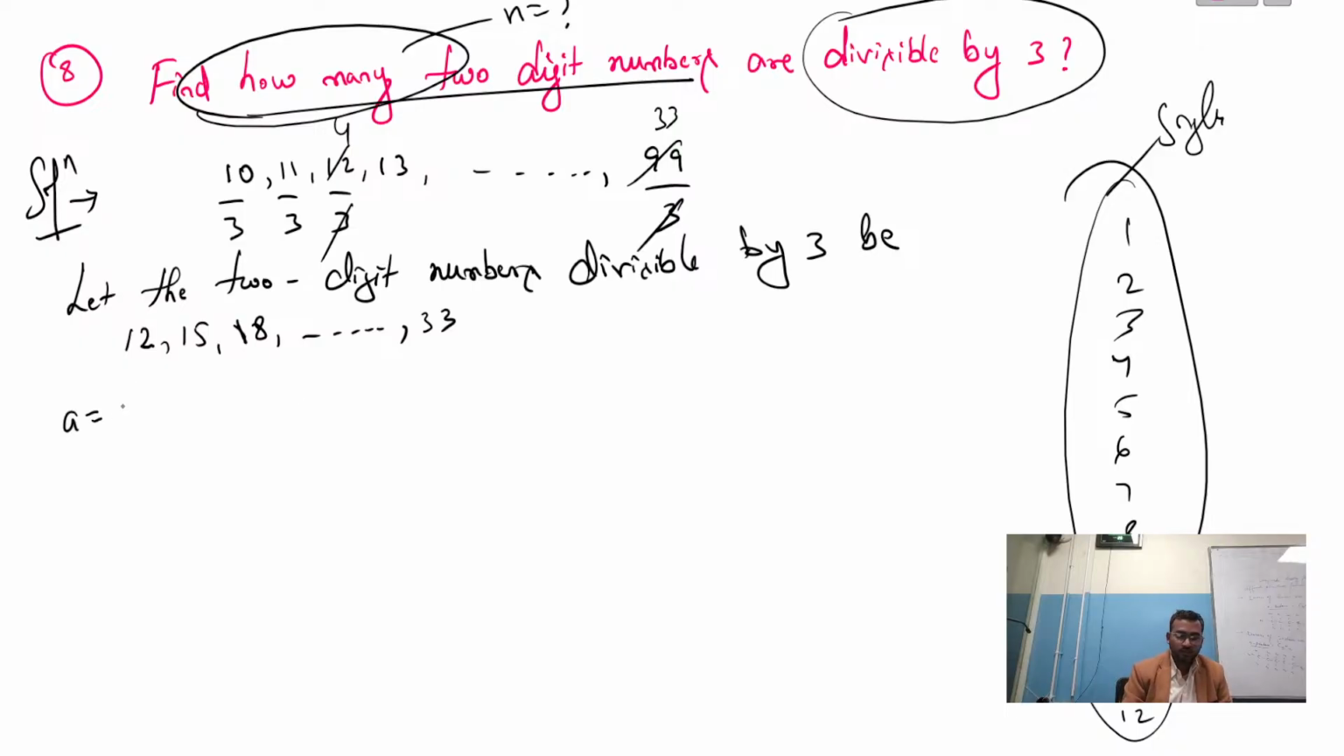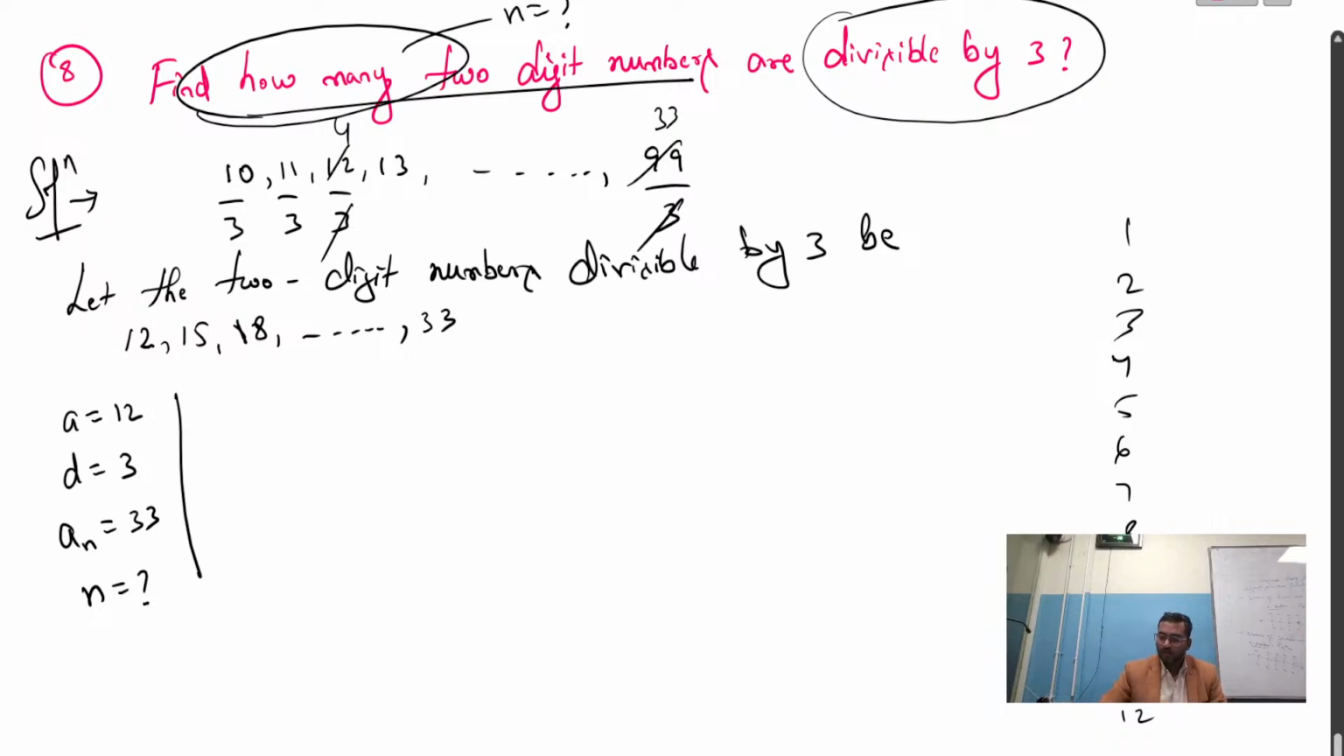How many means we need to find the value of n here. So what is the first term? First term is 12. Common difference 3. Nth term 99. What are they asking? n. Clear? Understood the problem? Understood how to solve these problems? Yes. Now we need to find the value of n here.